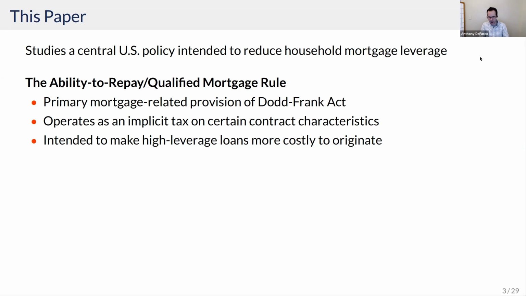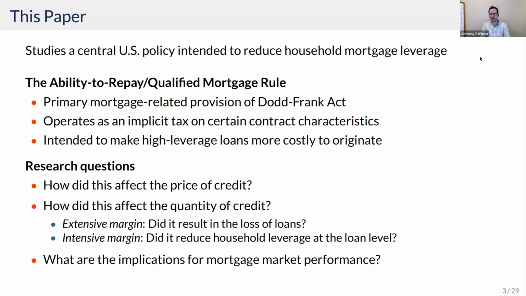And the way you can think about this working is that it acts as an implicit tax on lenders for originating mortgages that have certain risky contract characteristics. In particular, the debt to income ratio, meaning the ratio of the monthly mortgage payments to the household's monthly income. And the idea was to make it more expensive for lenders to originate these loans, with the explicit aim of reducing the amount of this type of leverage that was out there. And so what we're going to try to do in this paper is just trace through the implications of this type of policy on that market, okay?